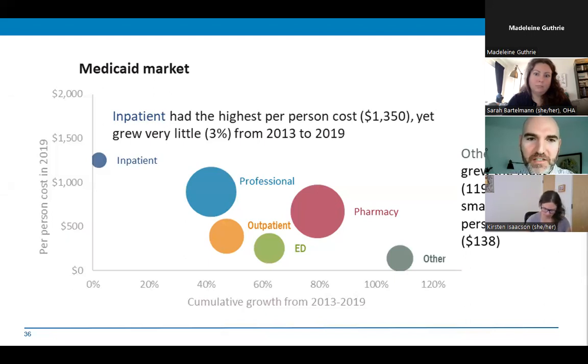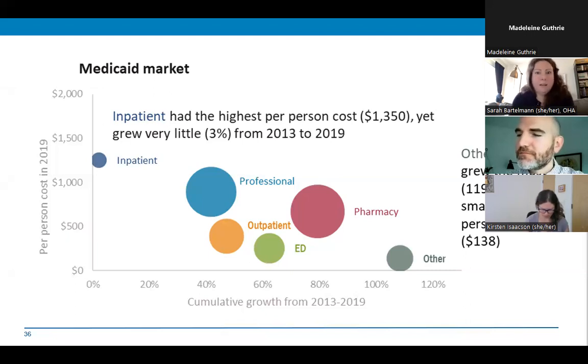But if you just look at this for a second, you can see, oh, well, pharmacy and professional services, clearly those are the two largest bubbles. That's because those two are really driving the overall cost growth story here. Those service categories are responsible for the most cost growth. Outpatient and ED is smaller, although there's some cost growth there too, over 60% growth from 13 to 19. I think that's all I have for Medicaid. Sarah, any thoughts on the Medicaid bubble chart?